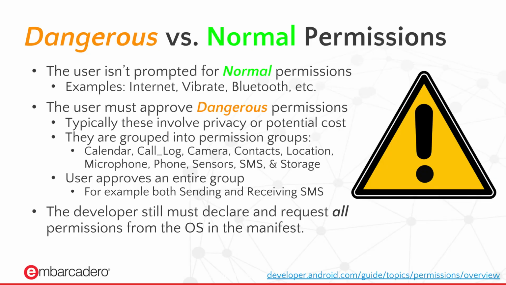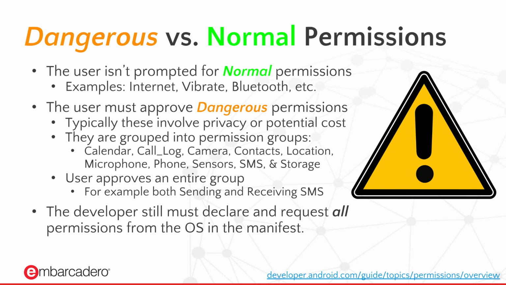Permissions are broken into two categories, dangerous versus normal. Normal permissions are things like internet access, vibrate, Bluetooth, etc. Long ago with the old permission model, every app needed internet permission and every app popped up when you installed it and said, hey, this needs access to the internet. Anymore, that's considered normal and no longer prompted for. But the dangerous permissions are the ones that users get prompted for. Dangerous permissions either involve privacy or potential cost. For example, sending SMS may have a charge attached to it with your carrier, so they want to get the user's permission before the app is able to send an SMS message.